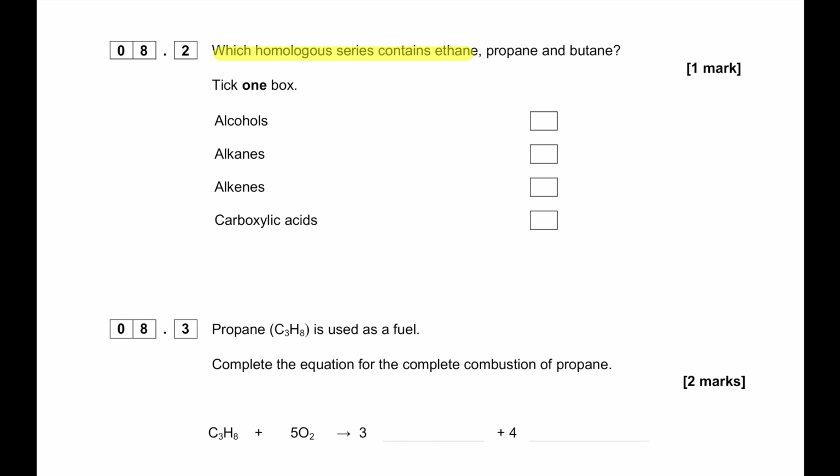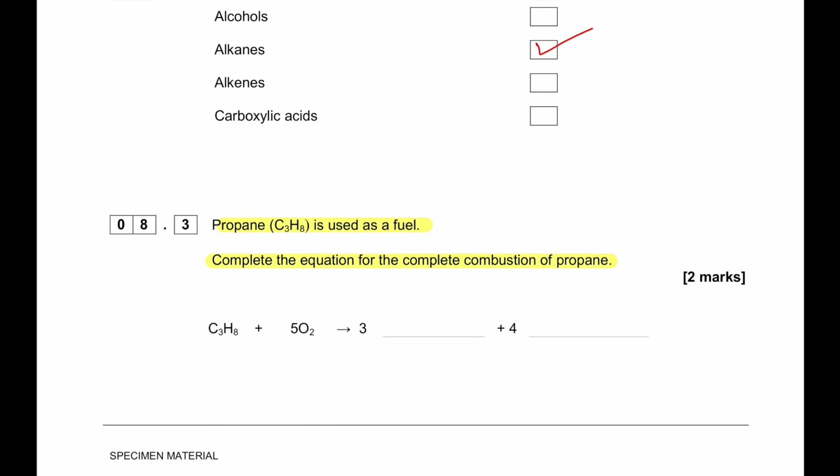Which homologous series contains ethane, propane, and butane? We already talked about it. These are alkanes. Propane is used as a fuel. Complete the equation for the complete combustion of propane. If we have C3, definitely we're going to produce 3CO2, and H8 will produce 4H2O, because when we multiply 4 with H2, it becomes 8 hydrogen.